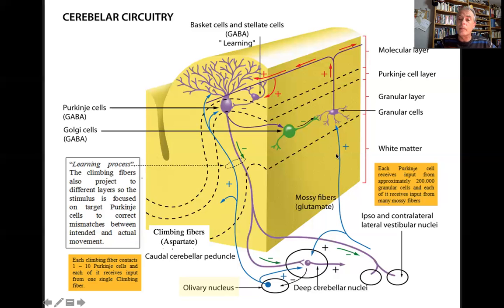The difference between the mossy and the climbing fibers is quite obvious. In the case of the mossy fibers, each Purkinje cell receives input from approximately 200,000 granular cells, and each granular cell receives inputs from many mossy fibers. However, in the case of the climbing fibers, that they are coming from the olivary nucleus, each climbing fiber contacts with 1 up to 10 Purkinje cells. It's more precise.